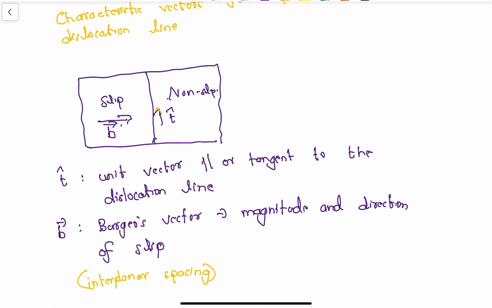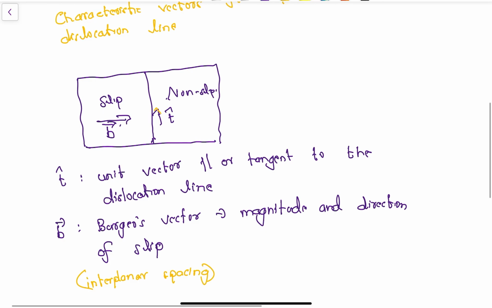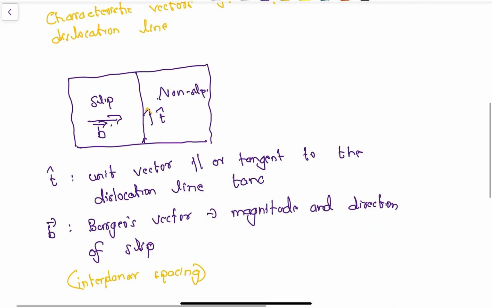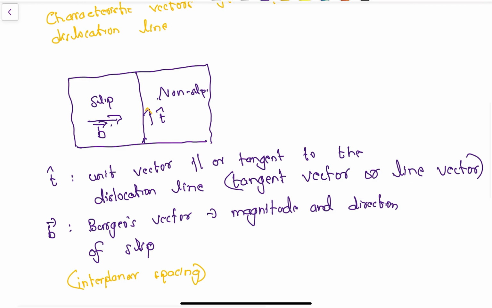This vector is given the name tangent vector or line vector. This is the name given to this unit vector that is parallel to the dislocation line.